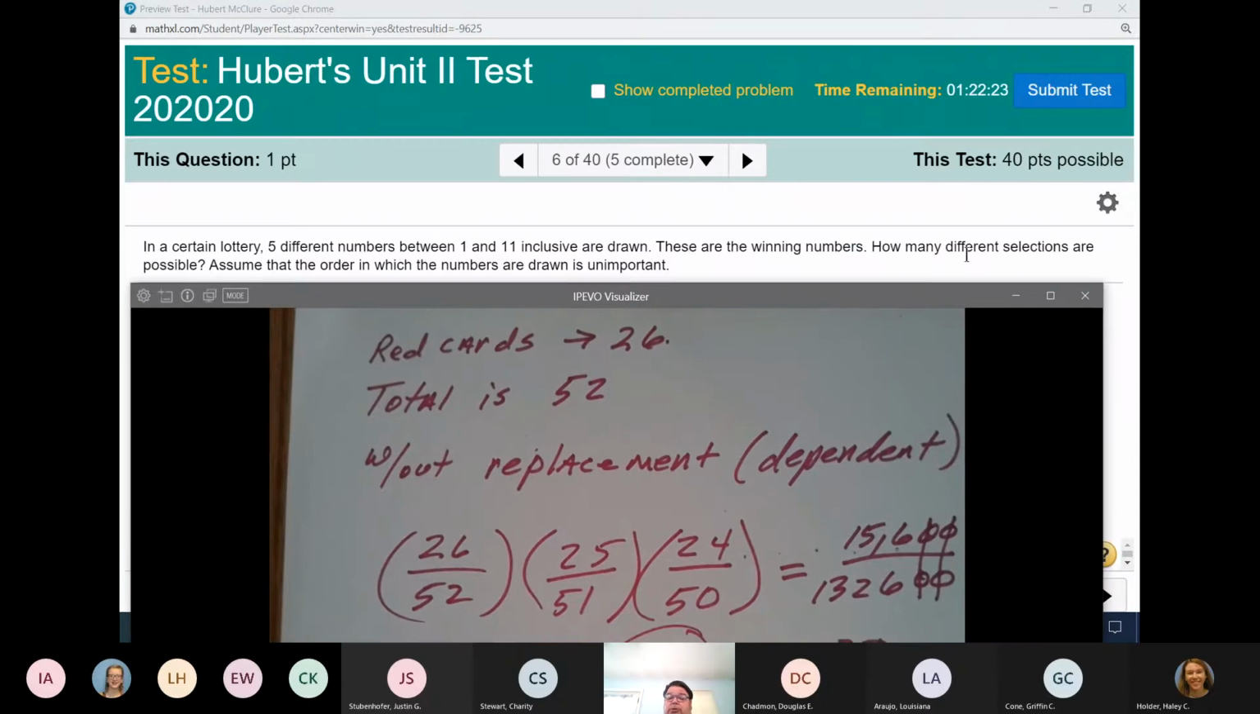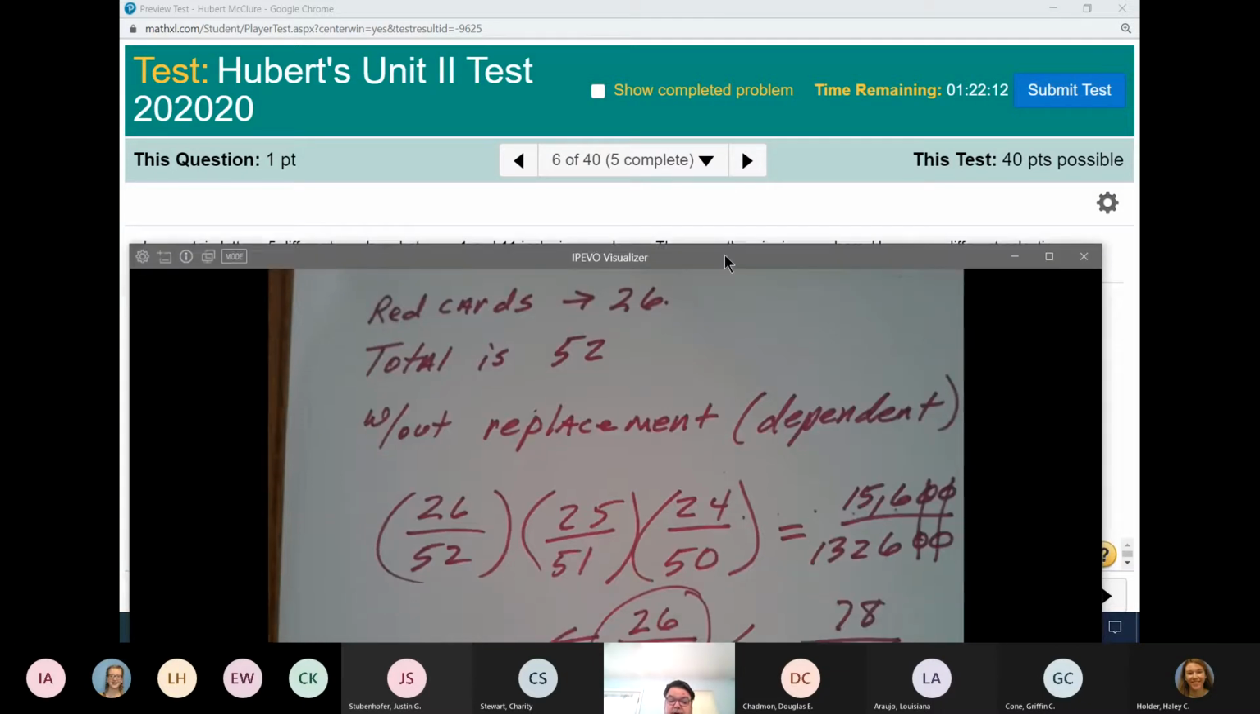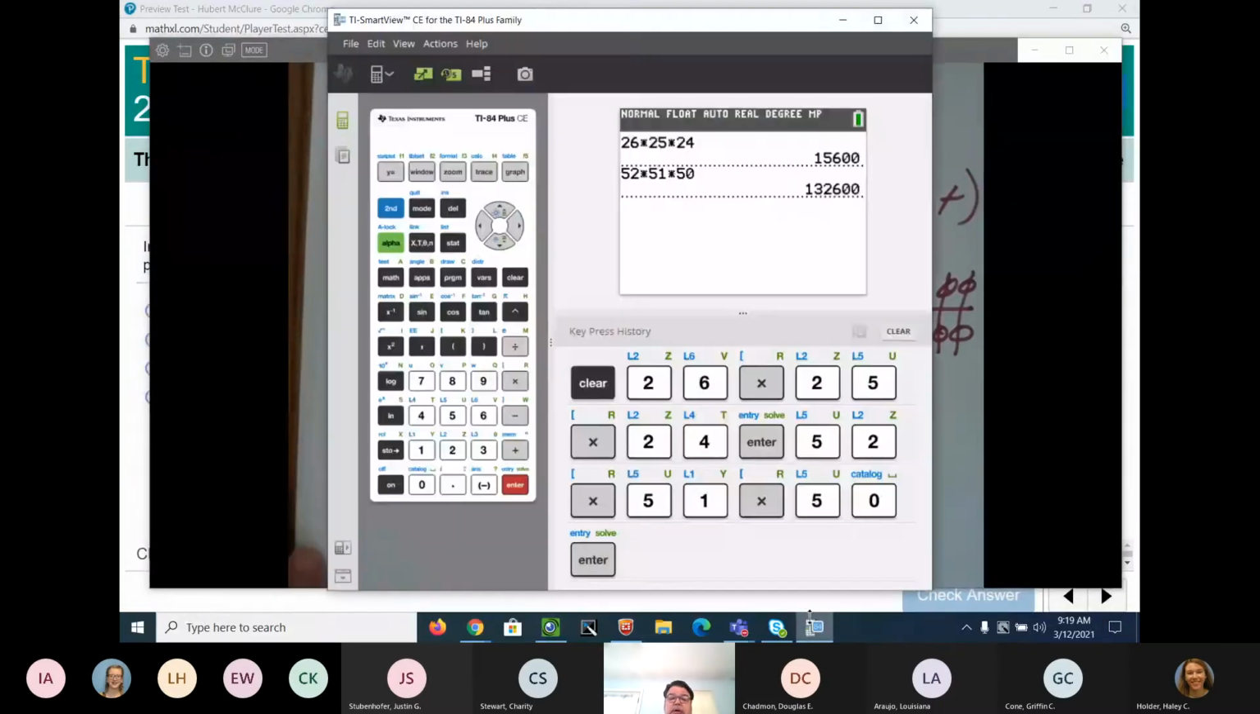These are the winning numbers. How many different selections are possible? Assume that the order is unimportant. Combination: 11 combination 5. So let's take our handy dandy calculator and let's do 11 combination of 5.